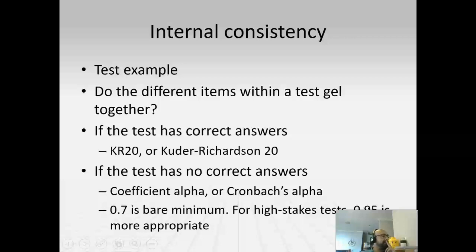So class, as we go through this semester, and as you start looking into selection tools on your own and learning about reliability, you'll find that Cronbach's alpha is by far the most commonly reported form of reliability. I'd say 90 to 95% of reliability indices are the Cronbach's alpha or the coefficient alpha. Yeah? So it's good to learn these rules of thumb. 0.7 bare minimum, 0.95 is what we want for high stakes testing.